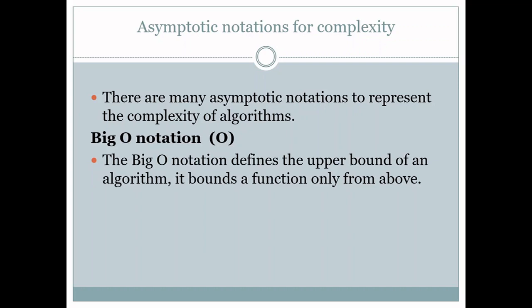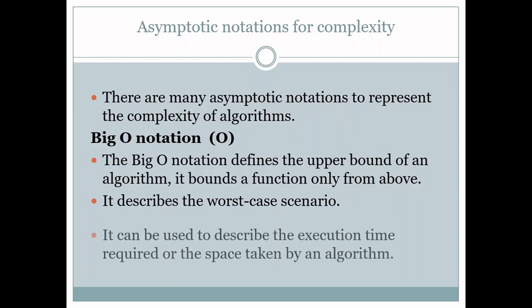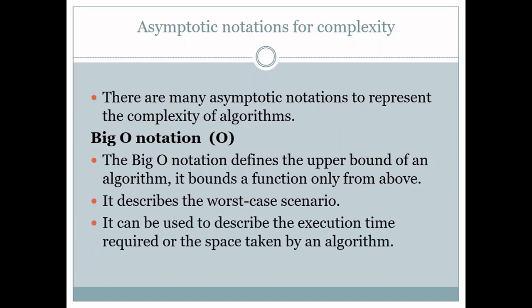Upper bound means it takes the worst condition. That is, it describes the worst case scenario. It can be used to describe the execution time required or the space taken by an algorithm. We know that the complexity or the efficiency of an algorithm depends on the space taken and the time for execution.